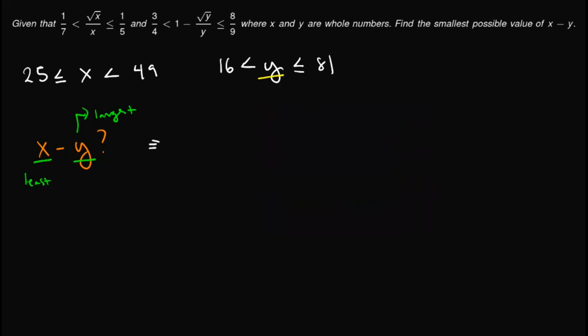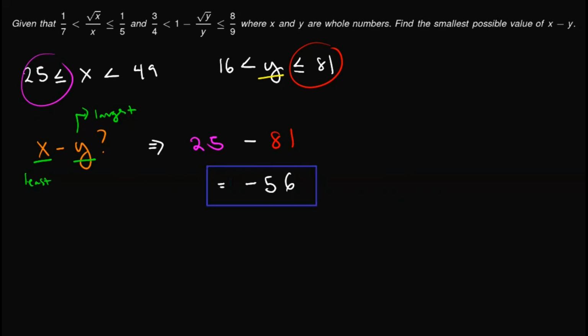And so the value that would give the smallest x minus y is, again, the least x, or 25. So 25 minus the largest y, which is 81, minus 81. Subtracting this one would give us 25 minus 81 is negative 56. So that is the answer for this problem.